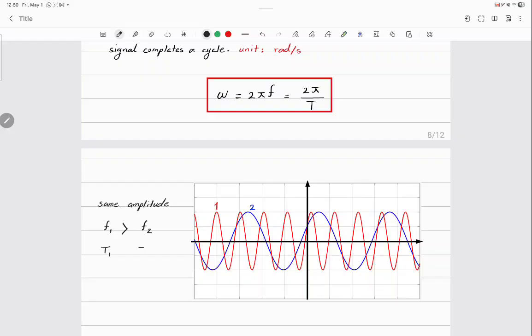How about period? Which one is higher? So, is there any problem? See, the red one is just faster changing with respect to time. That's why it has a higher frequency.